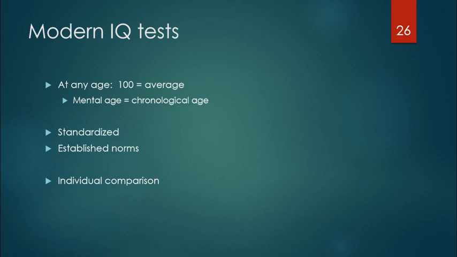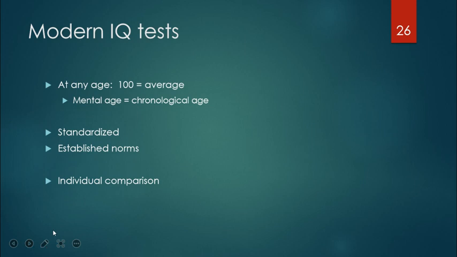They are standardized and we have established norms. What that means is that these modern IQ tests are given to hundreds and hundreds of people of different ages, and we have established where the average for each age lies.